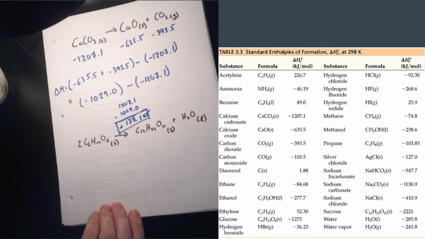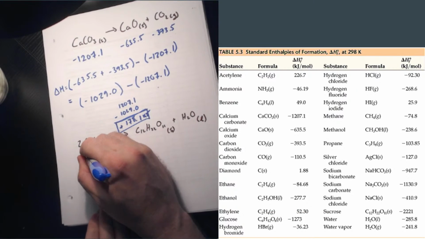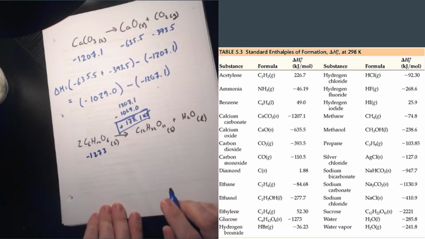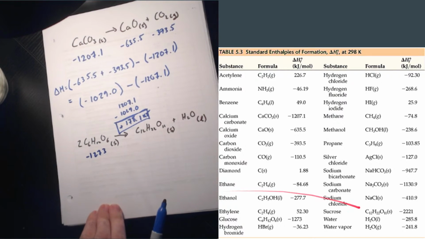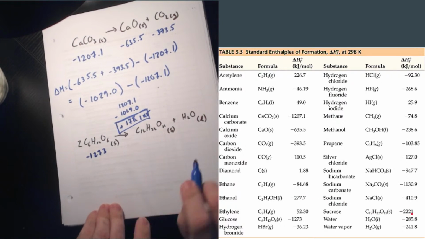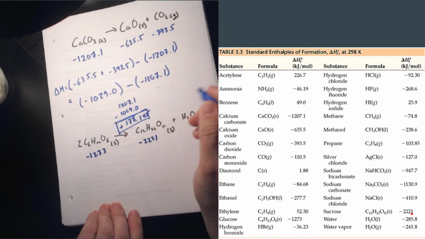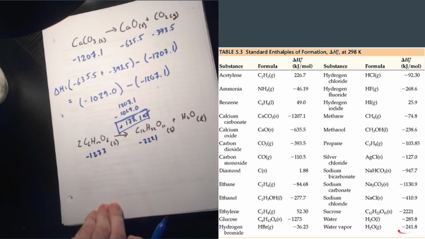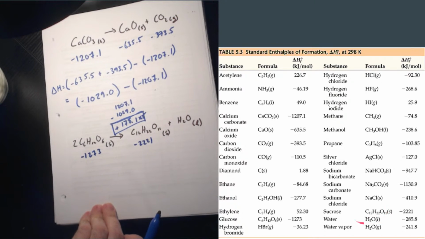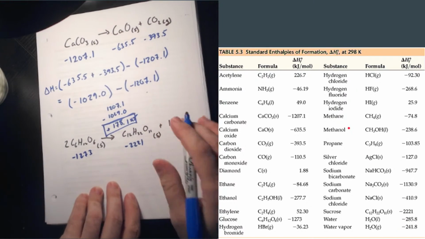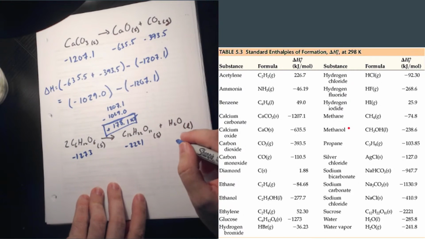So, sugar, glucose, where are you at? There you are. Negative 1273. Sucrose, where you at? Okay, solid. Negative 2221. And then water. The reason why it's important to specify the state of matter is because liquid water is negative 285.8, gaseous water is negative 241.8. So it would change the answer, and you could get the answer wrong. So because this is a liquid, it's negative 285.8.